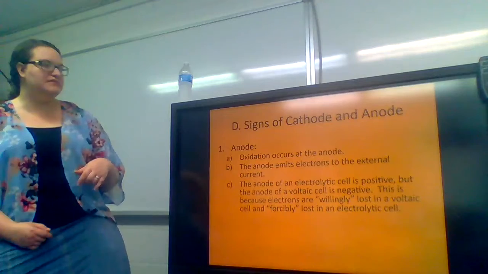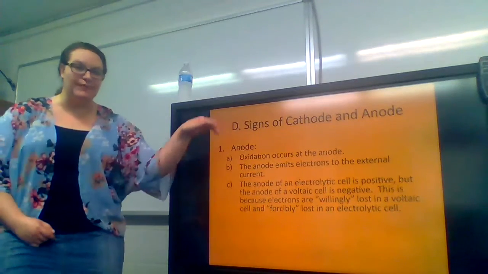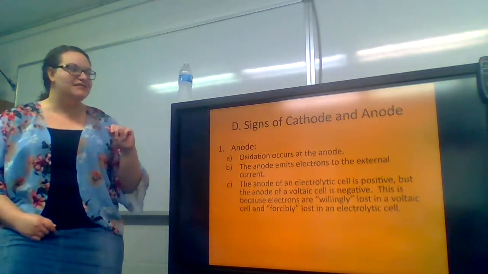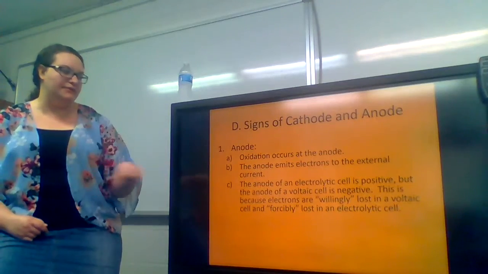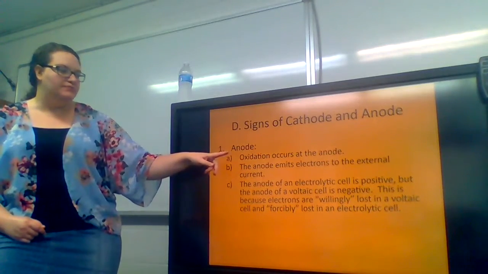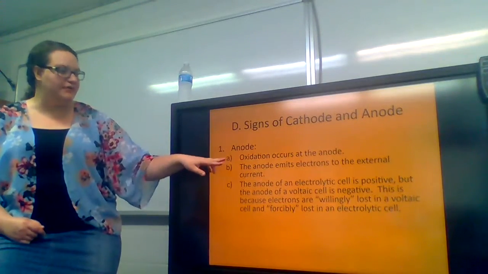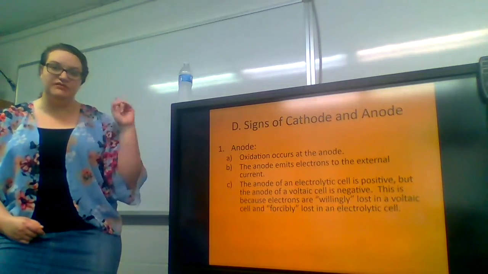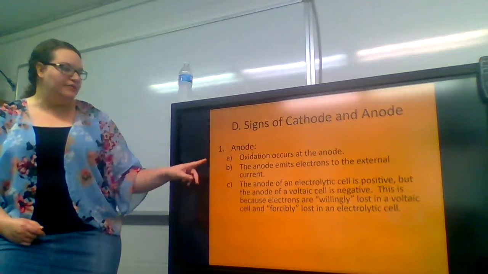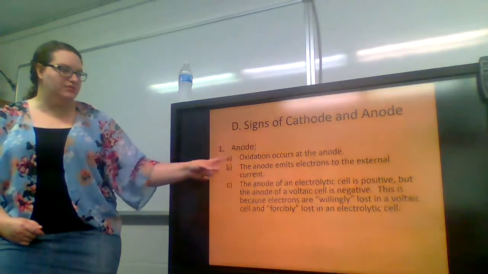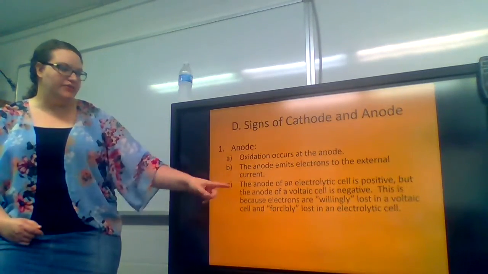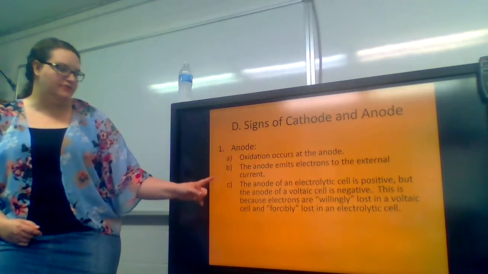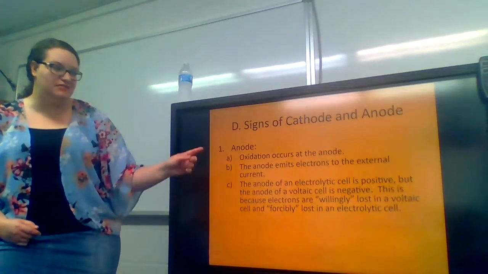All right, last section. Signs of the cathode and the anode. Now the anode, just some thoughts about it here. Oxidation occurs at the anode, so the loss of electrons is occurring at the anode. The anode emits electrons to the external current. The anode of an electrolytic cell is positive, but the anode of a voltaic cell is negative.